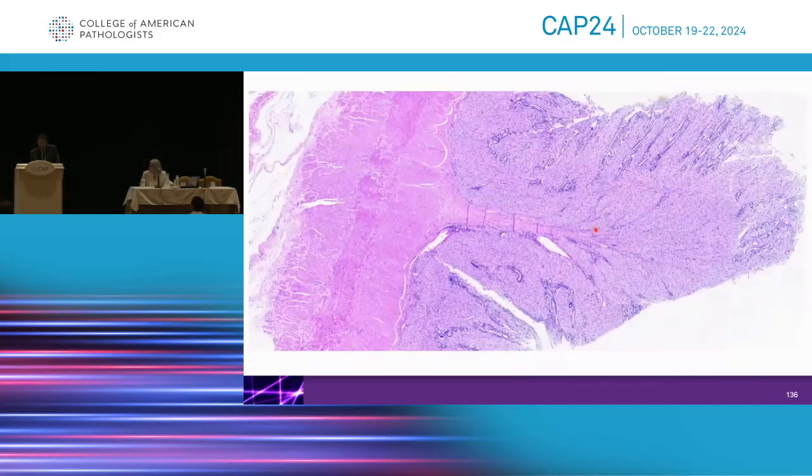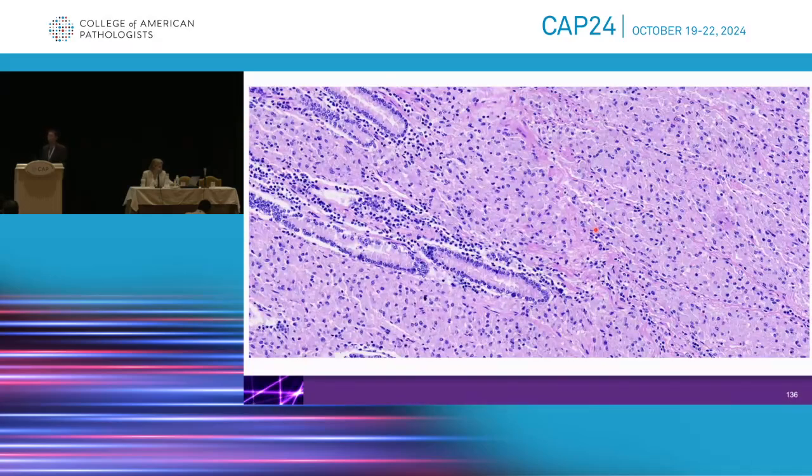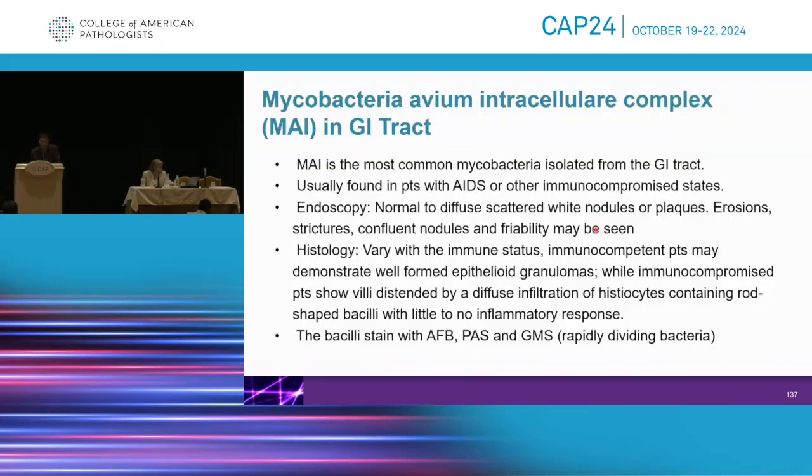And then for this one, for MAI, sometimes it can be very prominent. They can cause the entire small bowel to be infiltrated, and they cause stricture, obstruction, and can mimic malignancy. This is a resection case. You can see the small bowel, all the lamina propria infiltrated with these foamy histiocytes. And then this MAI infection involved the small bowel, caused obstruction, and it got resected.